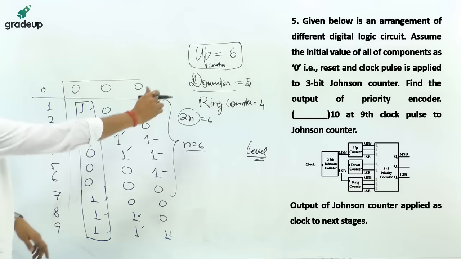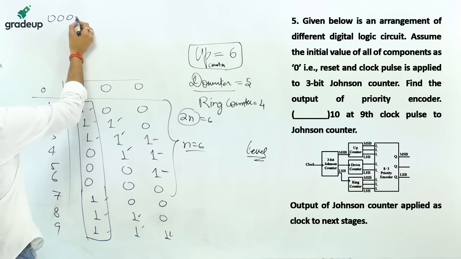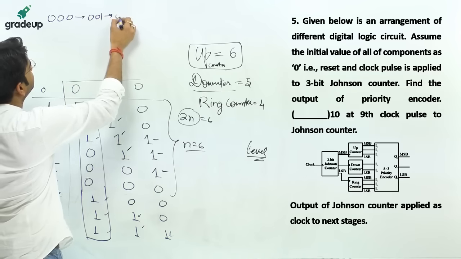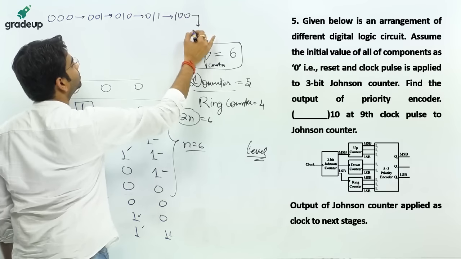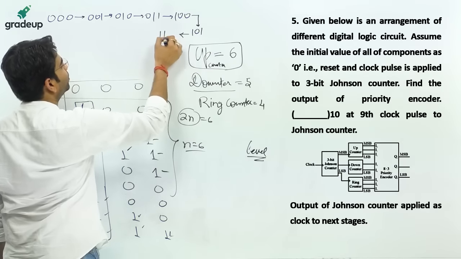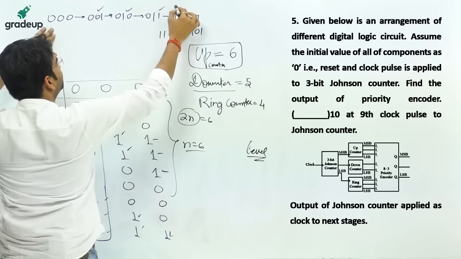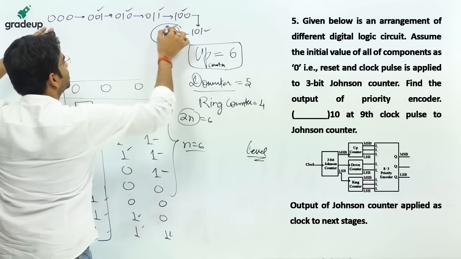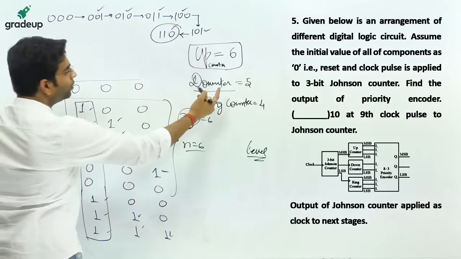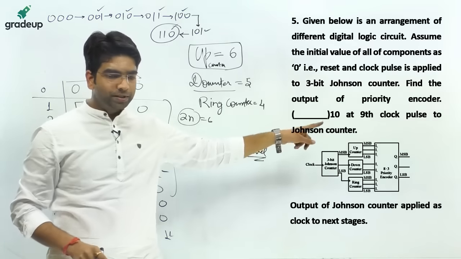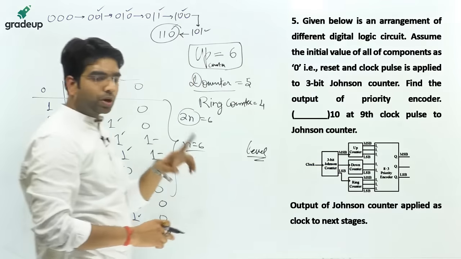Okay, so what are the initial states of the up counter? 0 0 0. Started: 0 0 1, 0 1 0, 0 1 1, 1 0 0, 1 0 1, 1 1 0. When the clock was applied: first pulse, second pulse, third pulse, fourth pulse, fifth pulse, sixth pulse. So the output of the up counter will be 1 1 0. Now the down counter is of 2 bits. See, the output is given as 2 bits. Look, here the output has 3 bits, so guess it is 3. It is 2 bits, so the down counter is of 2 bits.